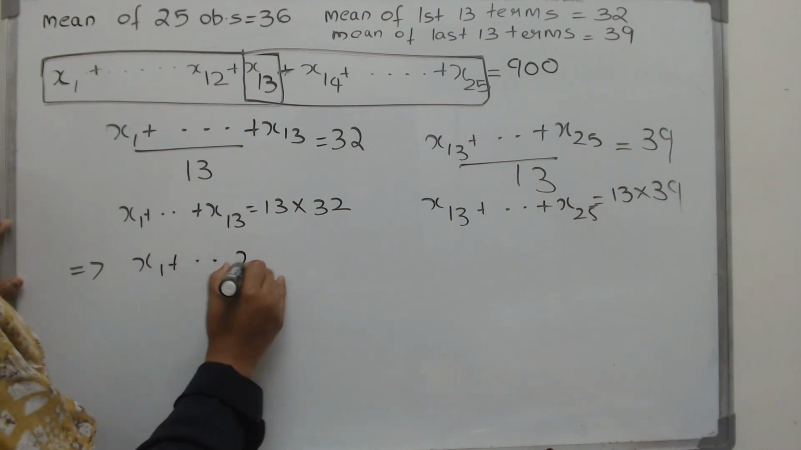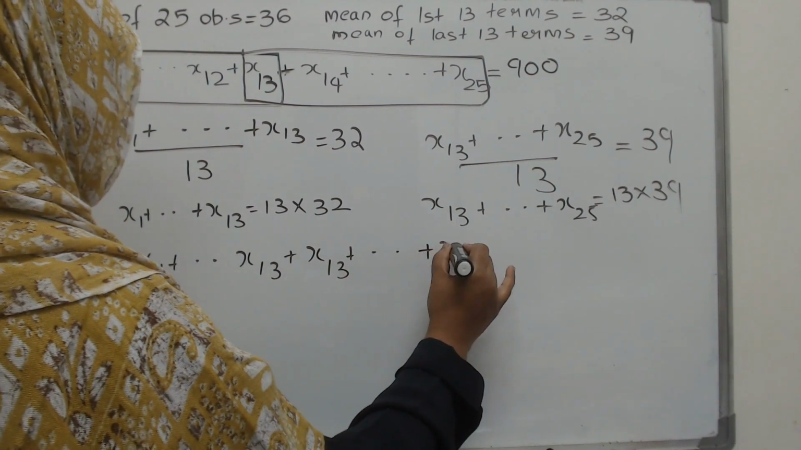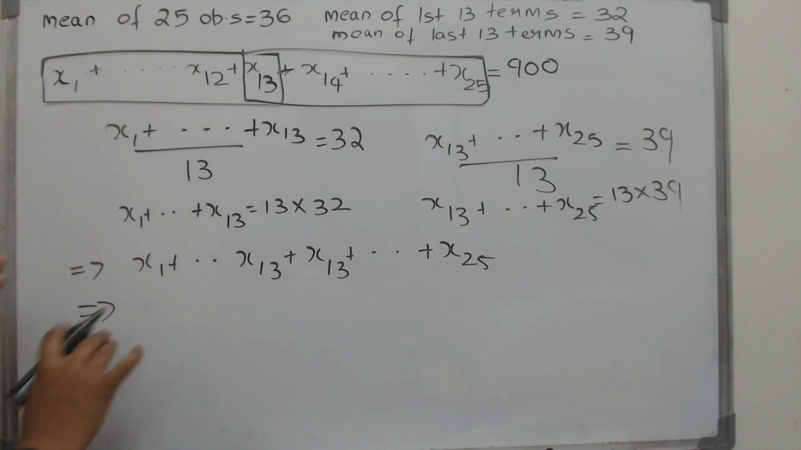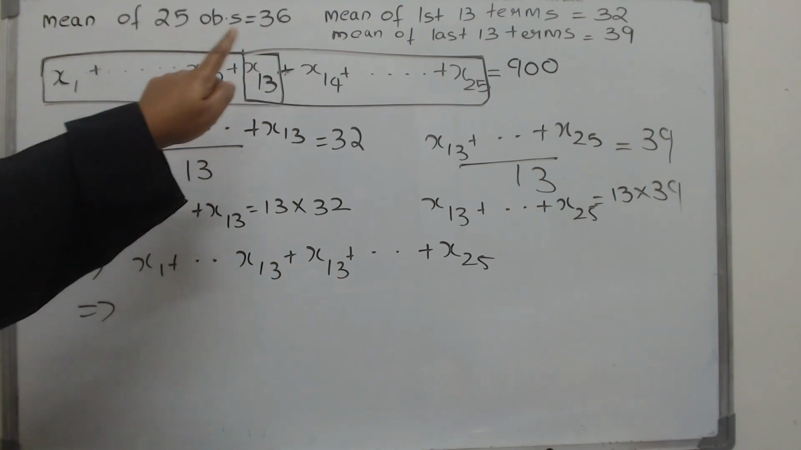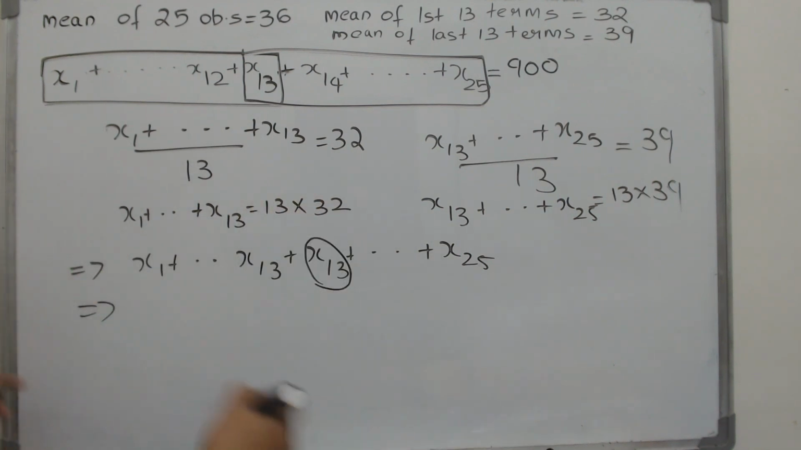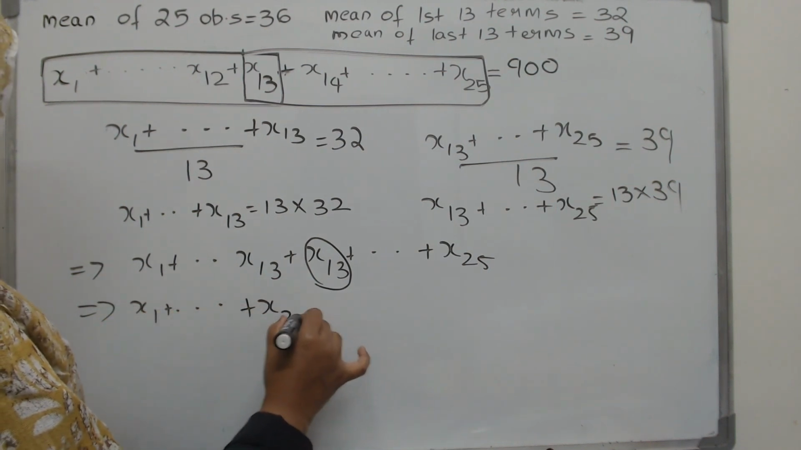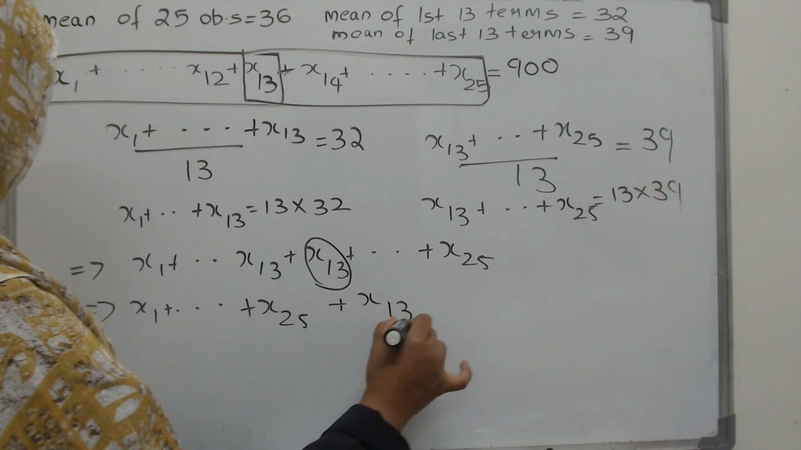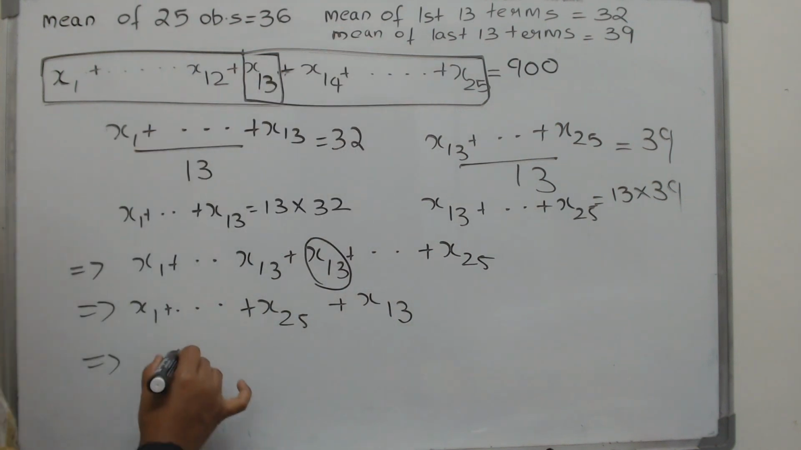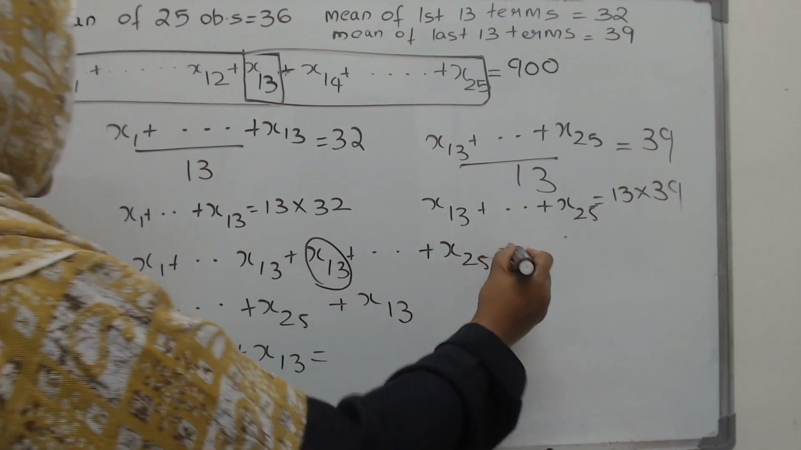You will see that the x13, that means the 13th term or the 13th observation is repeated 2 times. Rest of all is as it is, counted just once. But this x13 is added 2 times. So how do we write that? It is the sum of all the terms as usual and just an x13 added. But then what is the sum of all terms? We found it to be 900. So 900 plus x13. Now what is this equal to?